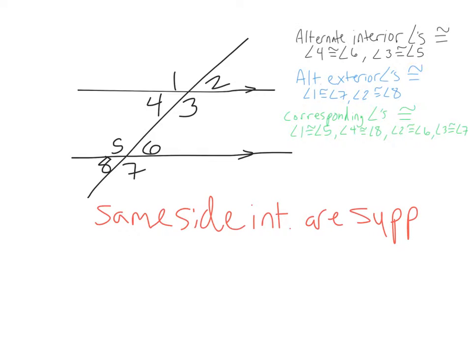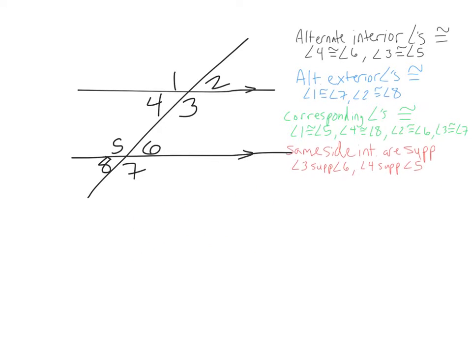Alright. Which ones do you think our same side interior angles are? Those would be our 3 and 6. So angle 3 is sup to angle 6, and also 4 and 5. Angle 4 is sup to angle 5. Okay, so those are our same side interior. And you guessed it, we can also apply that to our exterior angles as well.